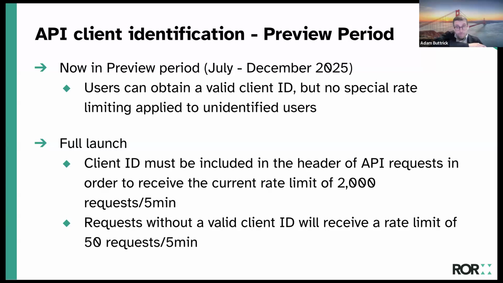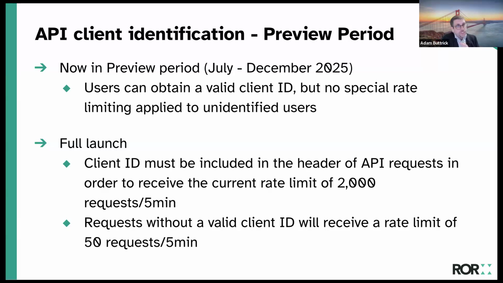When the preview period does close, we will begin applying rate limits based on the presence or absence of client identification. At that point, requests with a valid client ID will continue to enjoy our generous rate limit of 2,000 requests per 5 minutes. Requests without a valid client ID will be limited to 50 requests per 5 minutes, which is perfectly fine for most standard typeahead use cases. As we approach the end of the preview period, we'll of course be sending around lots of regular updates through our various channels to make sure everyone is prepared for the transition.